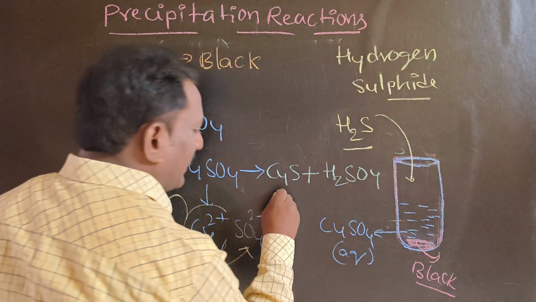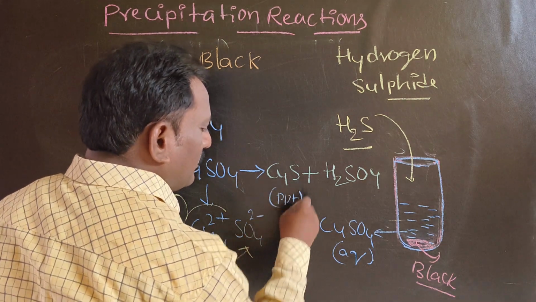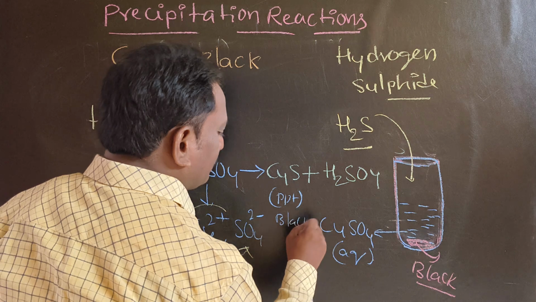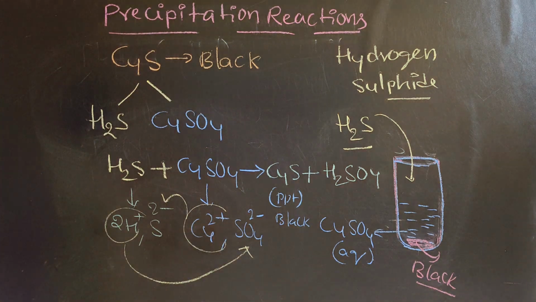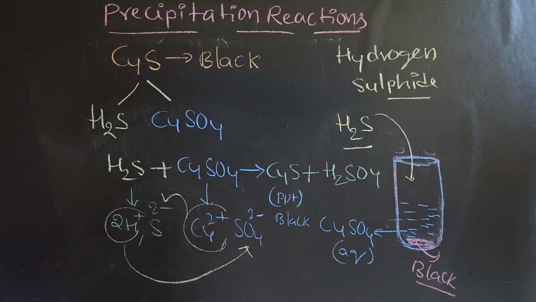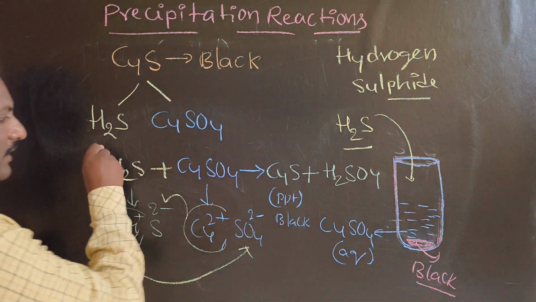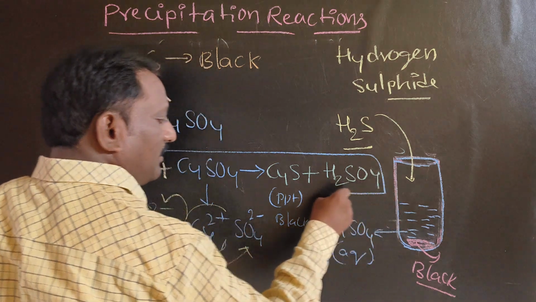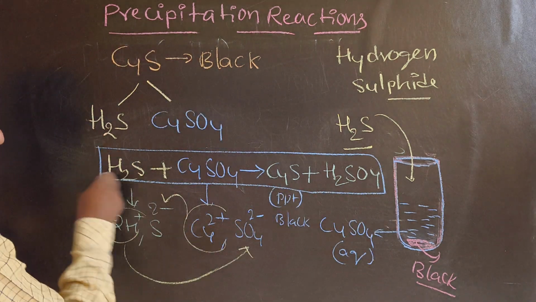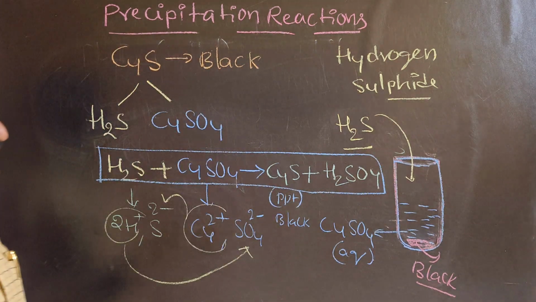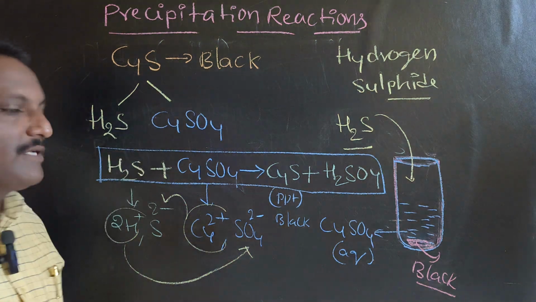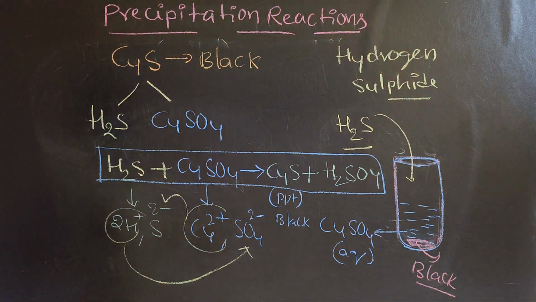This is the precipitate. Color is black. Is it clear? Right. Please make a note of it. Very good. Please, I am enclosing this equation in the bracket. Right. Okay. The formation of black precipitate of copper sulfide.